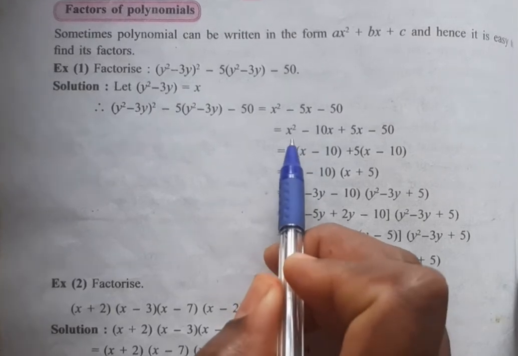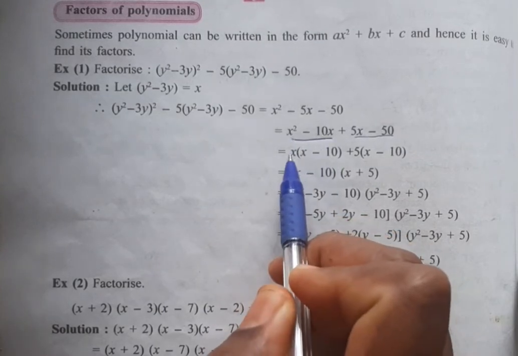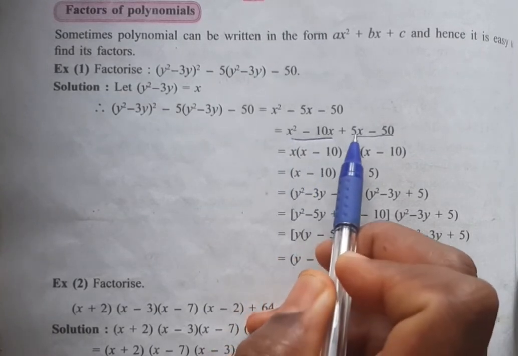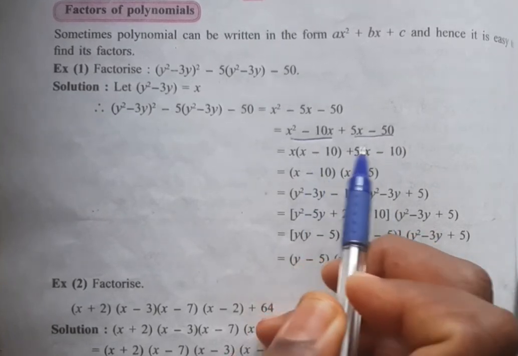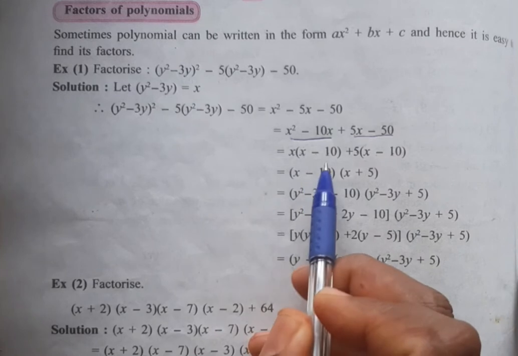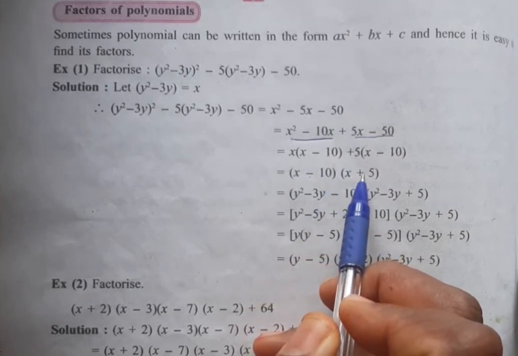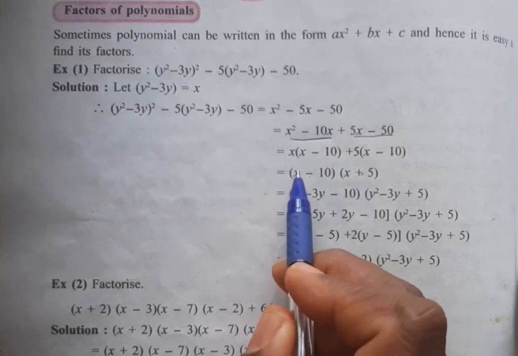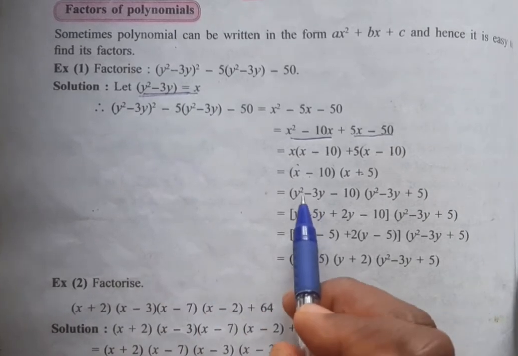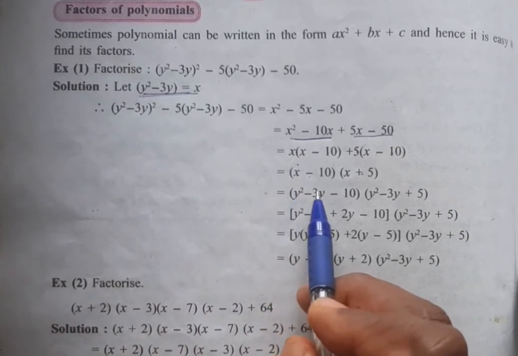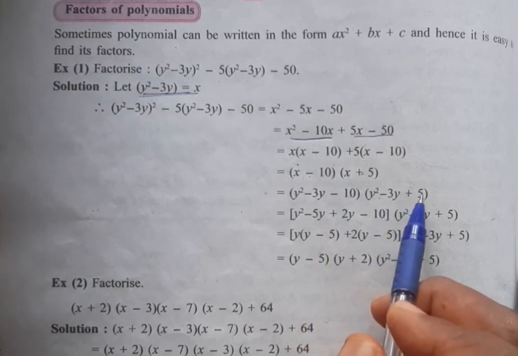In our question, you can see x is common in both terms, written in the bracket x minus 10. Here in this, 5 is common, so we have written x minus 10. Now x minus 10 comes 2 times, so we will take it 1 time and the remaining x plus 5 in the other bracket. Now we will substitute the value of x. What is it? y square minus 3y. We will substitute instead of x: y square minus 3y minus 10, and in this bracket y square minus 3y plus 5.